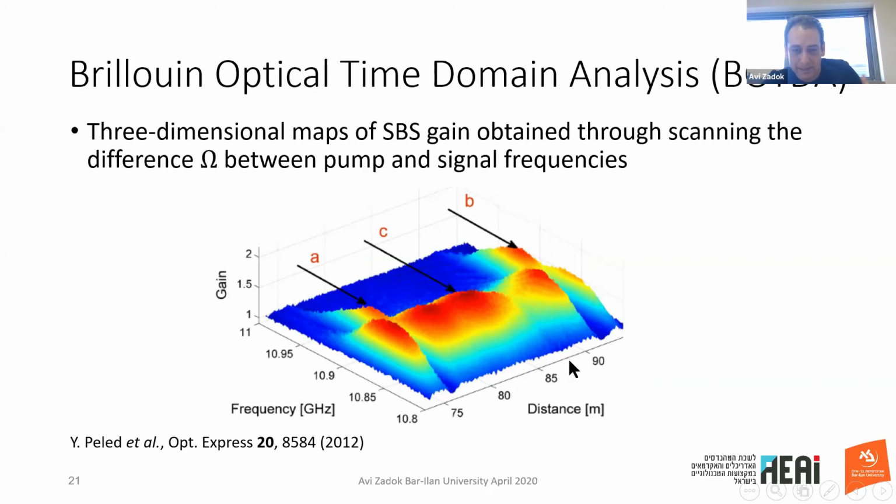So how is a map like this collected? We set the difference in optical frequencies between pump and signal, say 10.9 gigahertz, and we cut across, and we observe regions of gain and regions of lesser gain, and so on and so forth. And then we modify the difference to a different value, say 10.85 or 10.8, and gather such traces one after the other, and combine them all to get a 3D map like this.